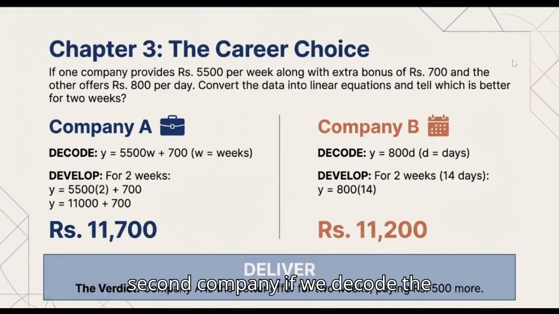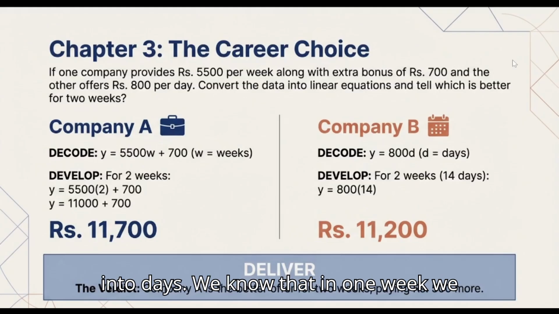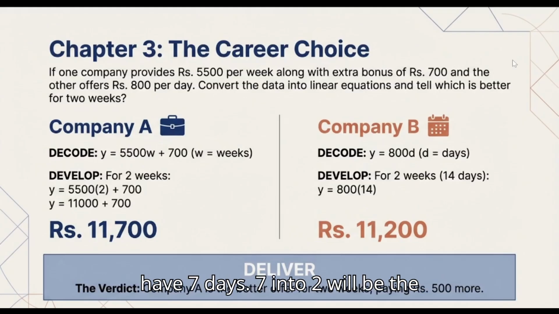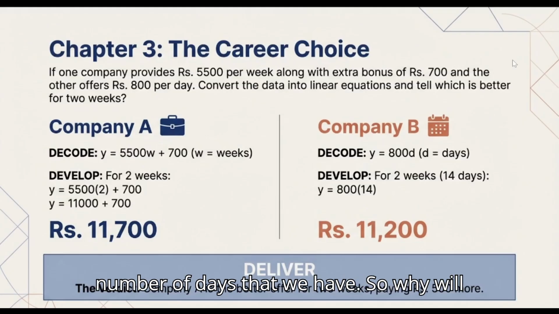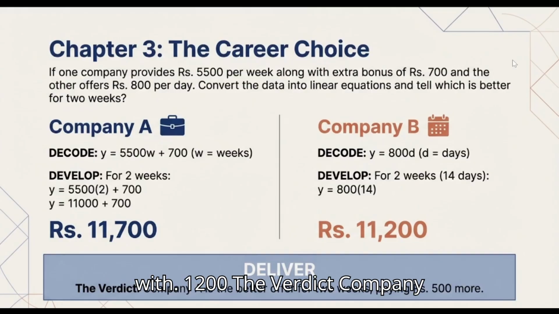For the second company, if we decode the data into a linear equation, we get y is equal to 800d, where d is the number of days. But we have 2 weeks. So first we will convert the weeks into days. We know that in 1 week we have 7 days. 7 into 2 will be the number of days that we have. So y will be equal to 800 into 14. That leaves us with 11,200.